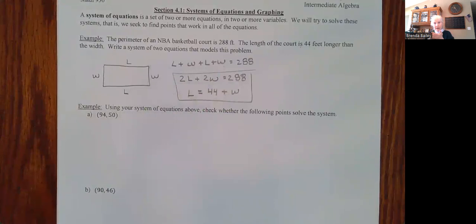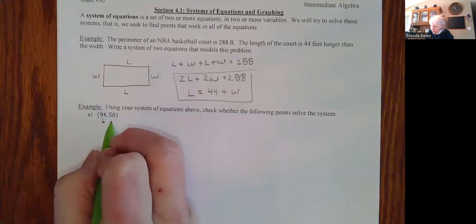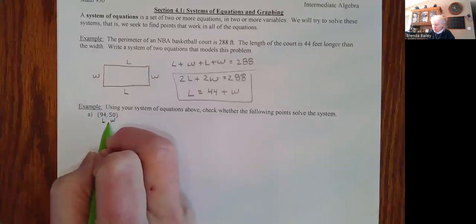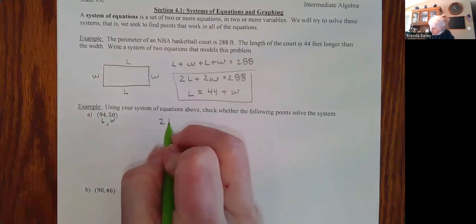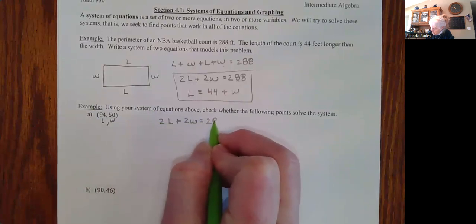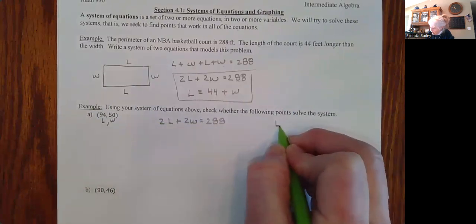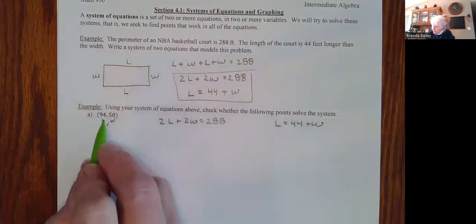Now, which is 94 and which is the 50? Well, if you remember, we talked that these are always in alphabetical order, always. So the 94 has to be the L, and the 50 will be the width. So let's go ahead and look at our first equation, and we're going to substitute that in. Here's our first equation, and I'm going to go ahead and write the other one right here. And all we're going to do is substitute in 94 and 50.